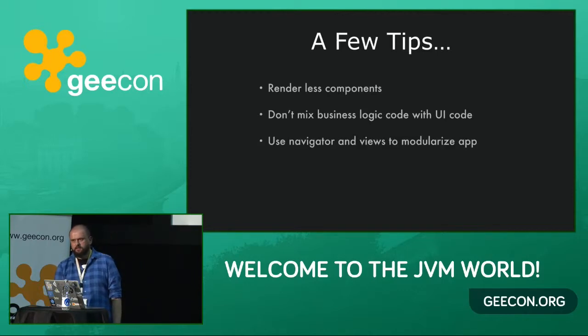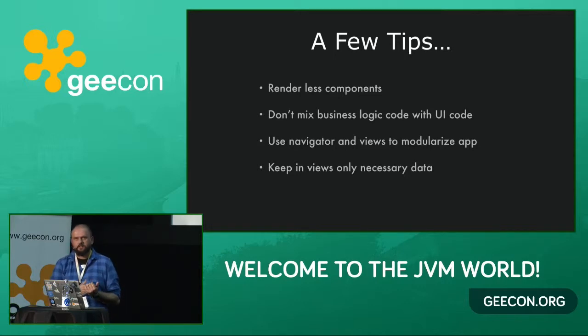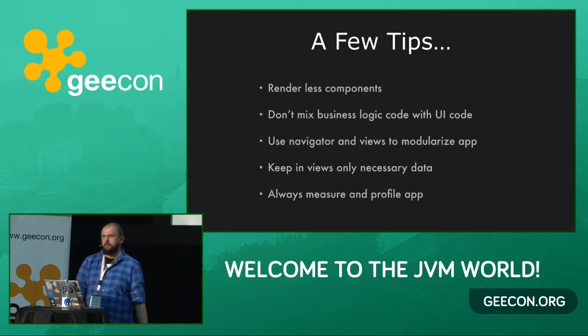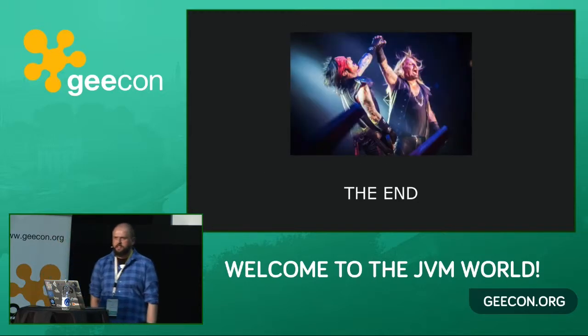Use the Navigator. This is a great feature of Vaadin to modularize and separate application logic, and keep in the view and UI components only the necessary data. So, for example, if you want to cache something, don't do this on the UI level. Try to do it at the integration level or something like that. You can then share this cache between different UIs. And the last thing is to measure and profile your app. This is general advice before any optimization. So this is the end.